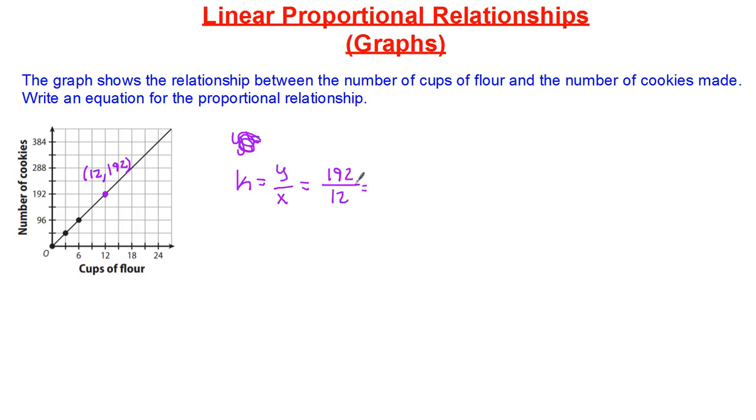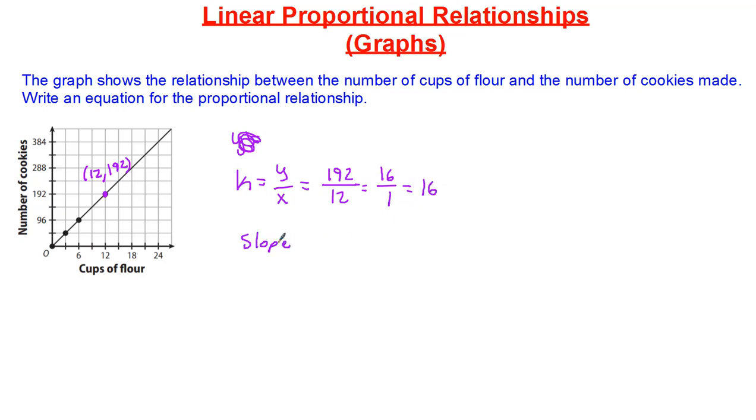I believe that 12 could go into 192 if I just divide it by 12. So 192 divided by 12 is going to be equal to 16, and then 12 divided by 12 is equal to 1. Now, of course, if you didn't know that, you could have kept halving it until you couldn't anymore. So my k is going to be equal to 16 here.